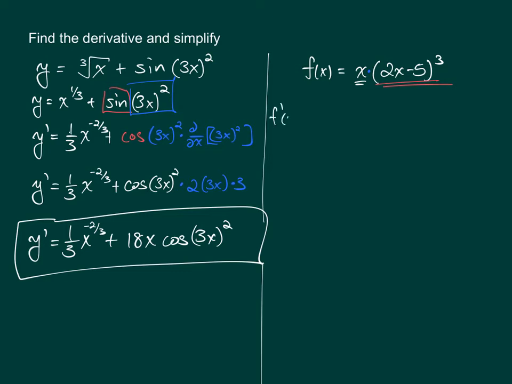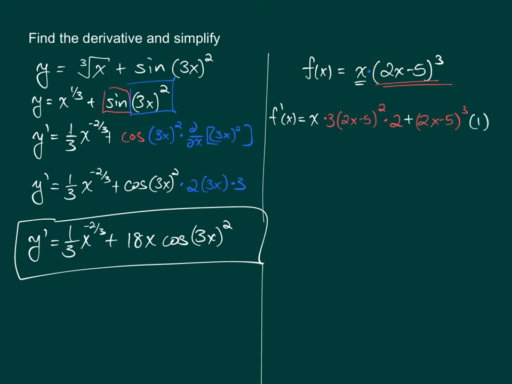So we will have f prime of x be equal to the first times the derivative of the second. Now this is going to require a chain rule, as mentioned already. We will take the derivative of the outside, this power 3, 3 times 2x minus 5 squared times the derivative of the inside, which is 2. To that, I'm going to add 2x minus 5 to the 3rd power times the derivative of x, the first, which is 1.